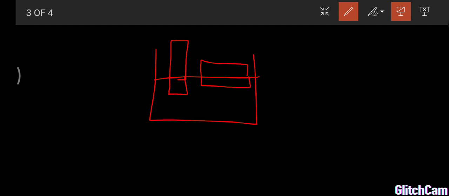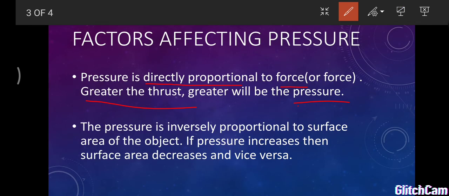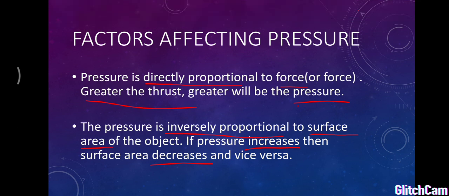With this concept, the pressure is inversely proportional to the surface area. If the surface area decreases, then pressure increases. If surface area increases, it means pressure is decreasing. So these are the 2 factors affecting the pressure.